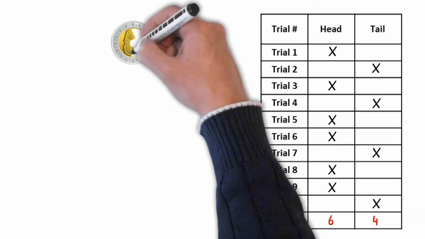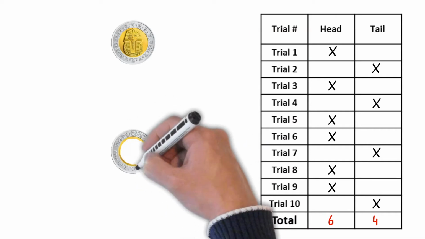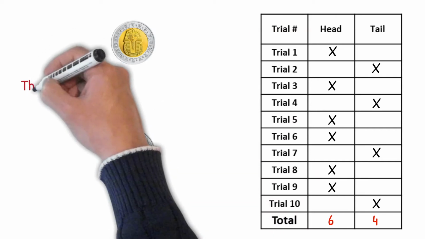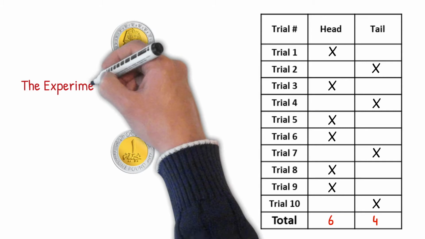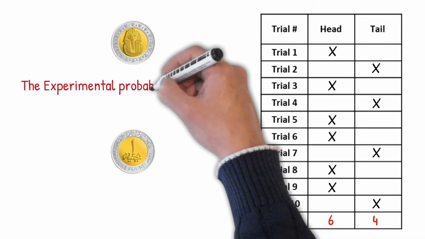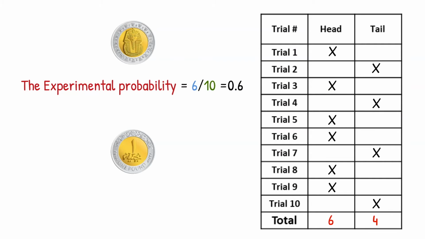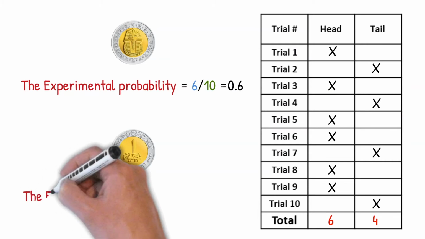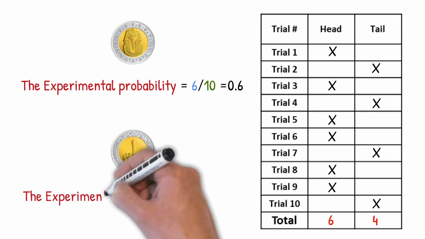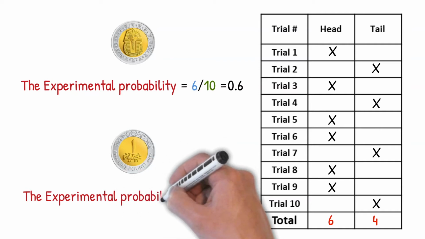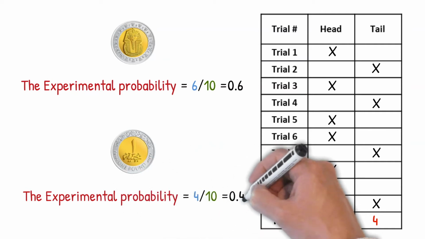Now let's go back to our rule to get the experimental probability of tossing one coin 10 times. The experimental probability of getting a head equals 6 over 10 equals 0.6. The experimental probability of getting a tail equals 4 over 10 equals 0.4.